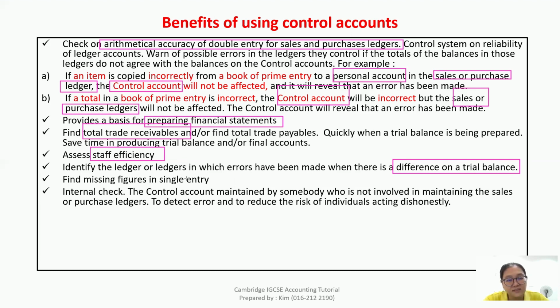Find the missing figure in the single entry. This one will help us to find a single error. Single entry means that we forget one side of the double entry. Internal check is more toward checking whether the staff are doing a good job, doing an honest job.